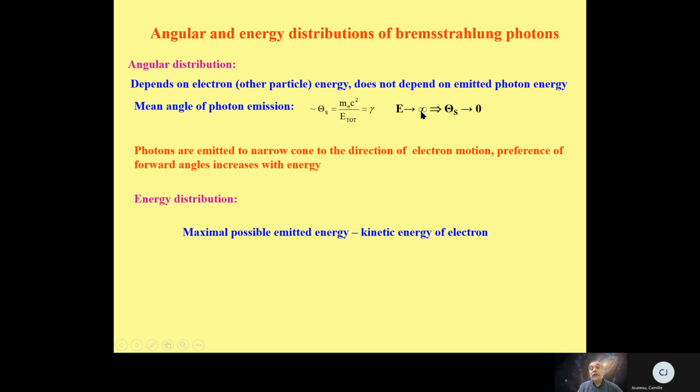And if energy is infinite or very, very high, this angle will be zero, and these photons are emitted exactly in the direction of movement of this electron. And this is the same for pair production. If you have very high gamma energy, these electrons and positrons are emitted exactly in the direction of movement.